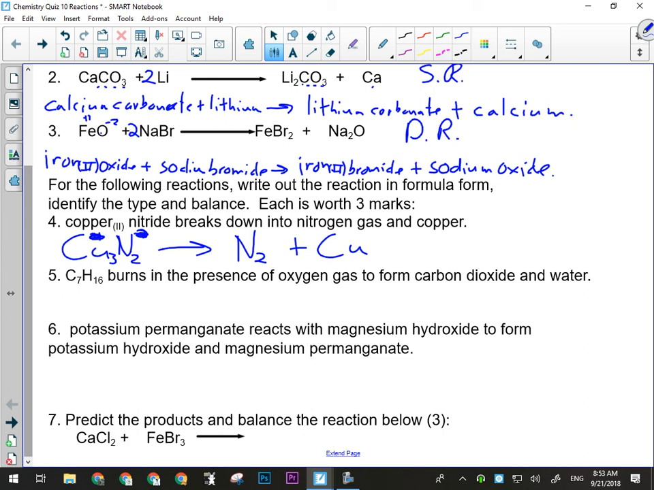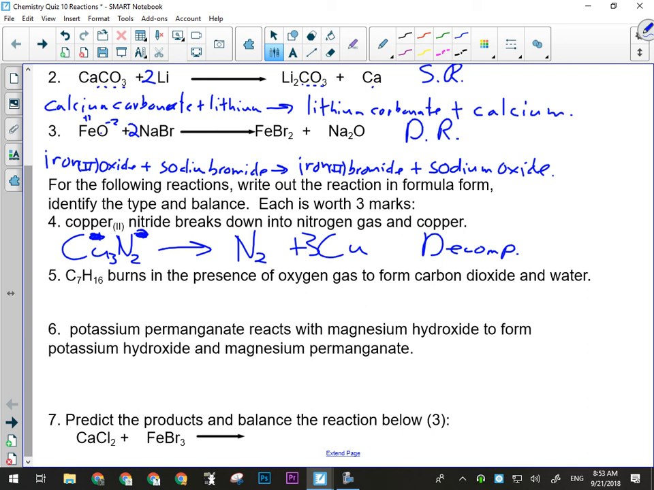All right, now we have to balance 2 nitrogens on both sides, 3 copper on this side, 3 copper on that side. And it, as we said already, it is a decomposition reaction. Okay, questions there? Ethan. You'll have to show it to me later.